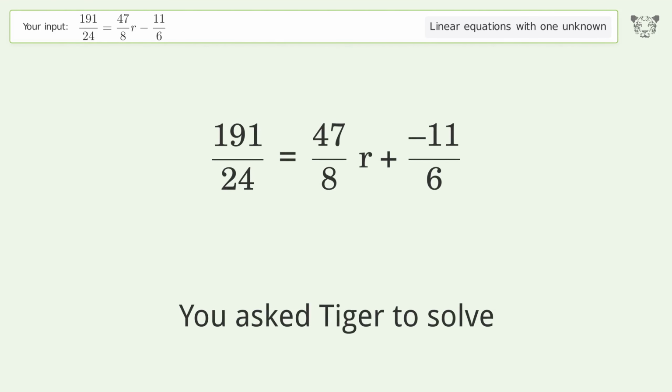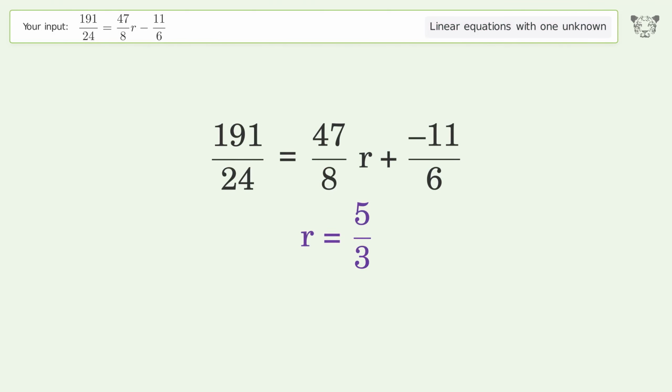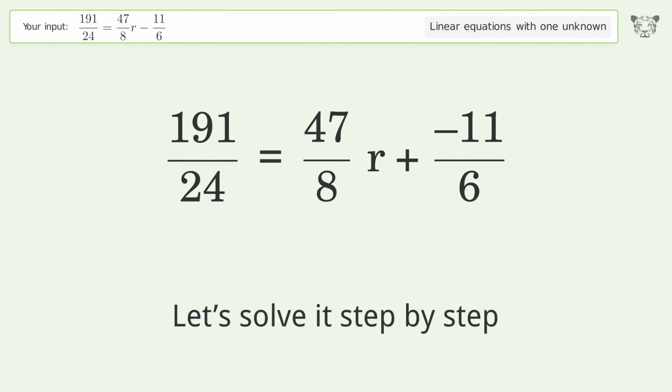You ask Tiger to solve this. This deals with linear equations with one unknown. The final result is r equals 5/3. Let's solve it step by step.